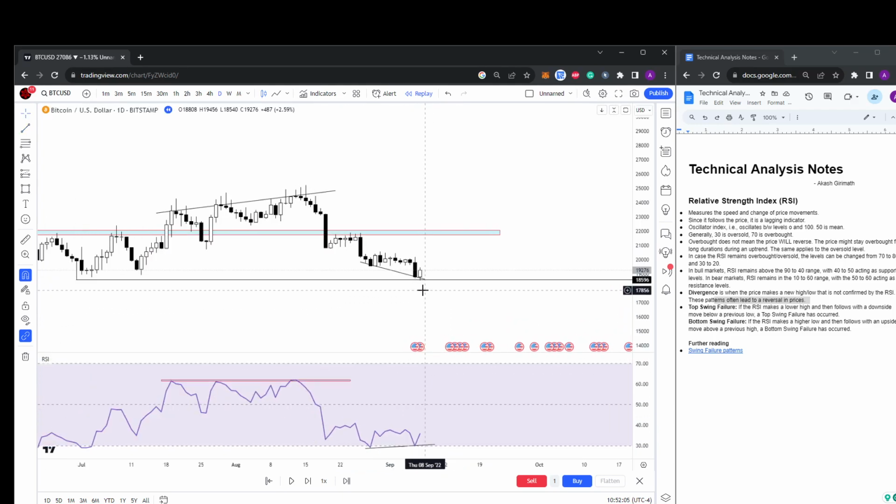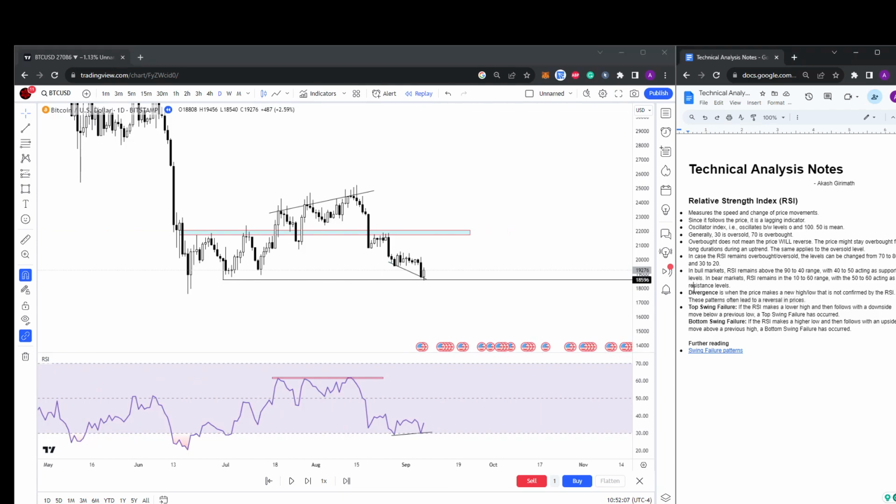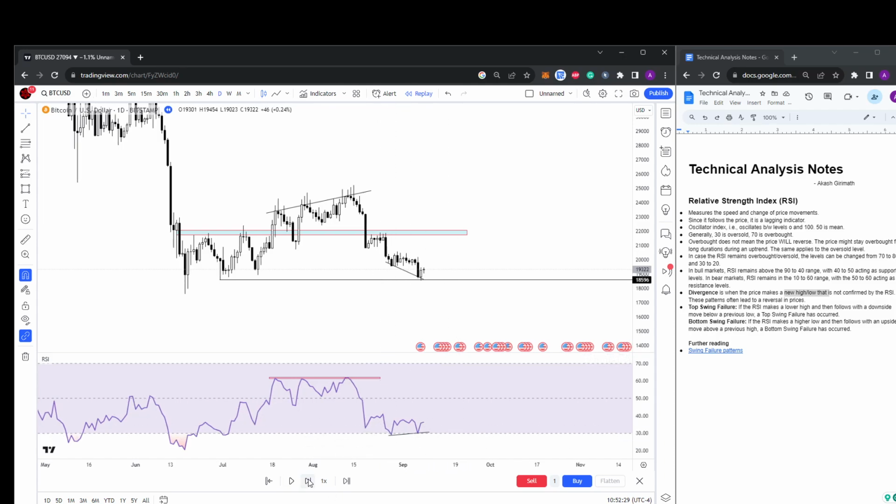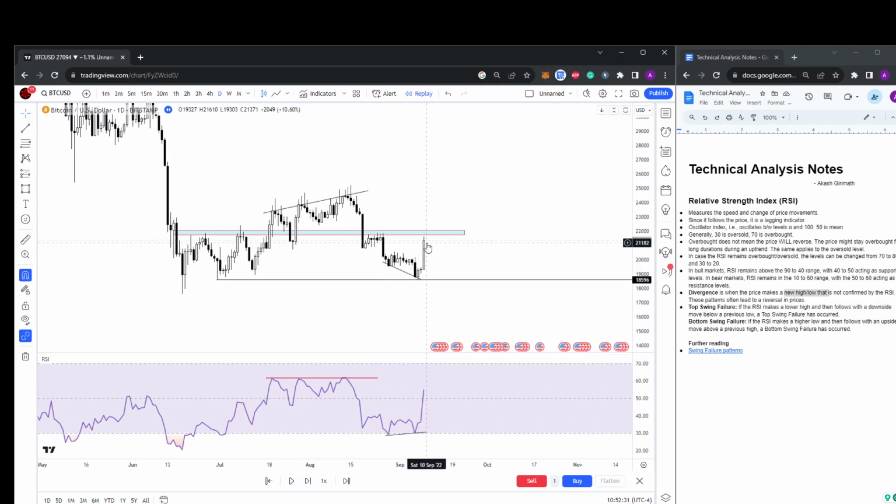Now, this is something, again, as I mentioned, this is what's known as a divergence. That is when the price makes a new high or low that is not confirmed by the RSI, right? Price has made a lower low here, but it's not confirmed by the RSI because RSI has produced a higher high and higher low instead. So this is a bullish divergence because the momentum shows it's increasing. What happens next? Boom, price goes back up.